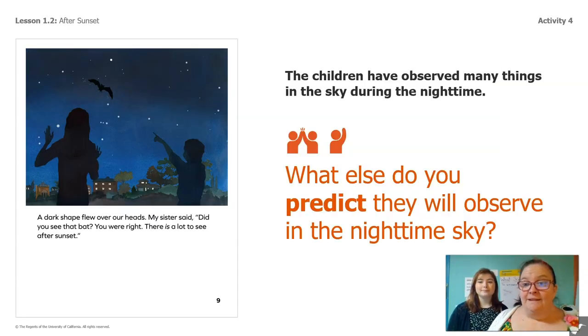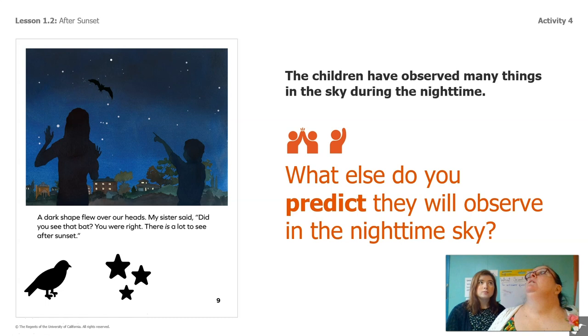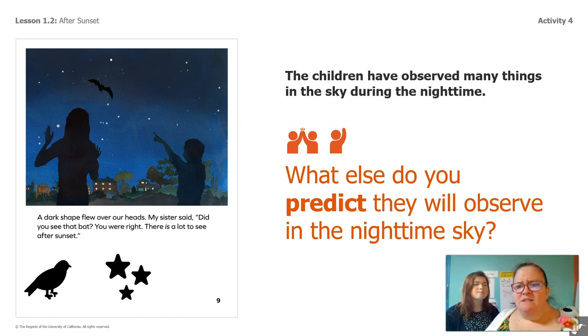Whew. Let's take a break for a second, because we've already read so much and the children in our book have already observed so many things in the sky during nighttime. Rosie, let's see if we can remember all the things that the two kids in our book observed. What are some of the things that they observed? Pigeons. And stars. Yeah. What else? Do you guys remember what else they saw? Pigeons, stars.